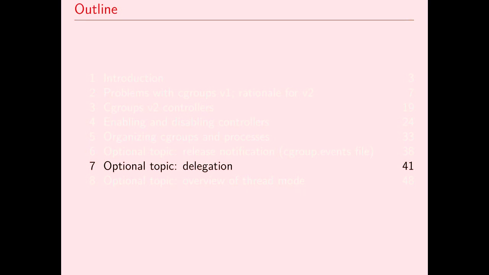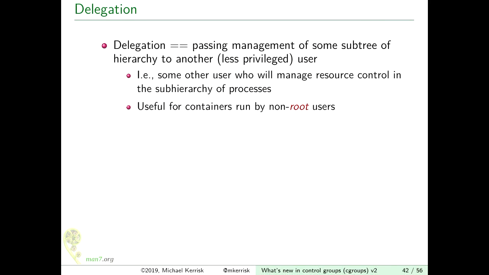Okay, delegation. In a way, delegation is sort of a new feature in version 2, though it existed in version 1, but not in a very well-designed way. Now, what I mean by delegation is, I haven't quite explicitly stated it, but the cgroup hierarchy is owned by a superuser. If you want to change the contents of files in that hierarchy, you have to do it as a privileged user.